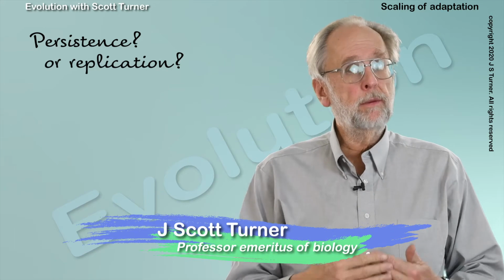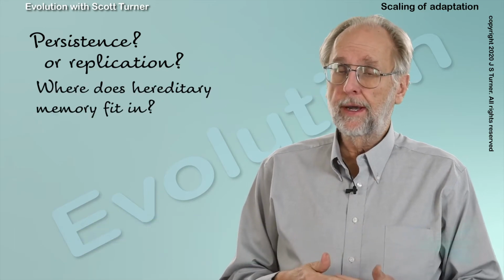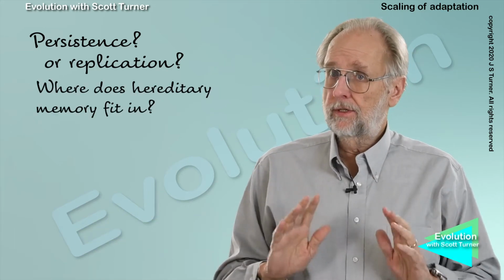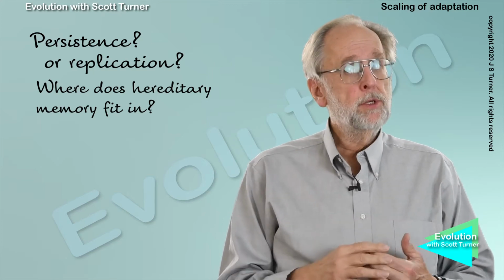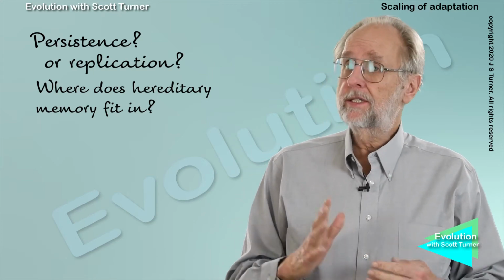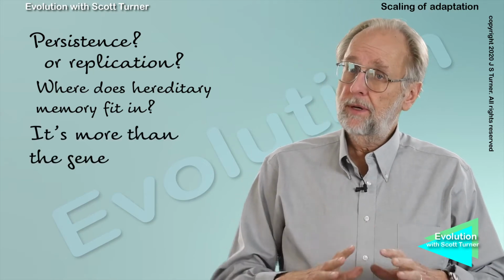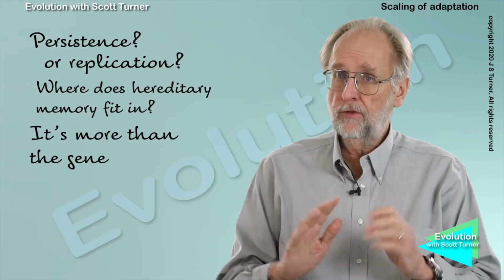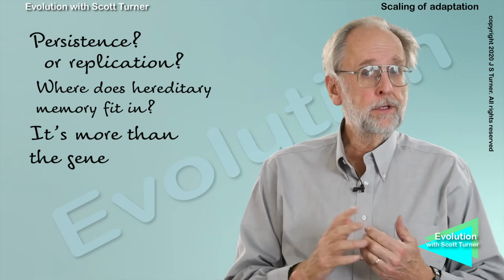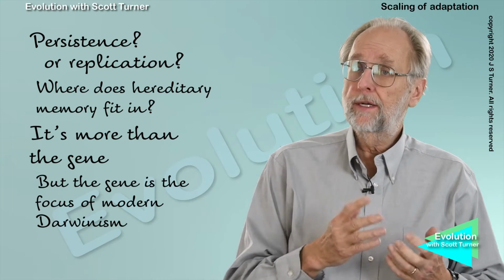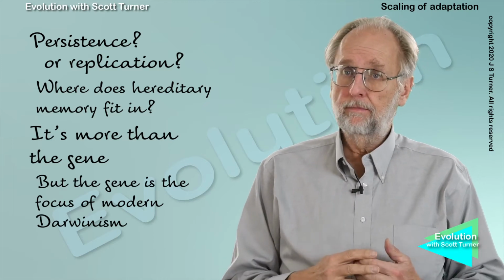If fitness is more a matter of persistence than replication, what does this say about the nature of hereditary memory? Well, it says a lot of things. Perhaps the most important thing it says is that hereditary memory operates on a much larger and more diverse scale than the typical Darwinian conception of hereditary memory residing in the gene.